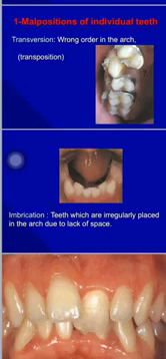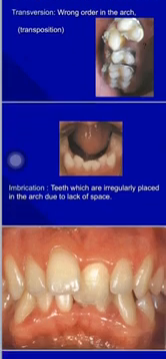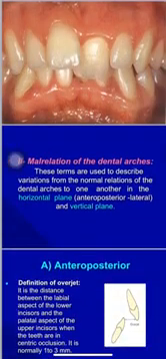Therefore, imbrication: teeth which are irregularly placed in the arch due to lack of space. Imbrication means crowding. There is not sufficient space, which leads to imbrication. Here we can see imbrication due to insufficient space, leading to crowding, and the overlapping is very clear.